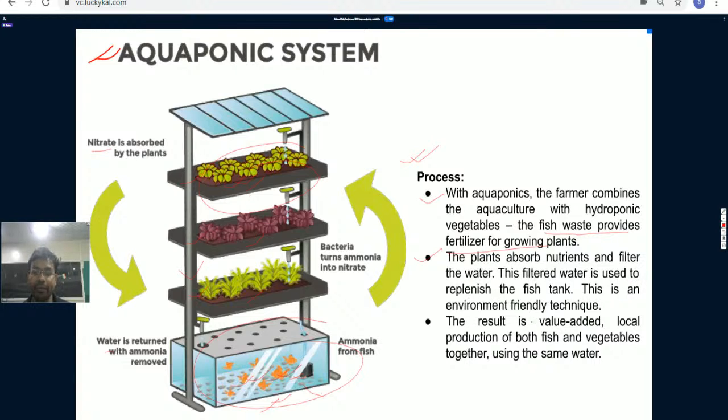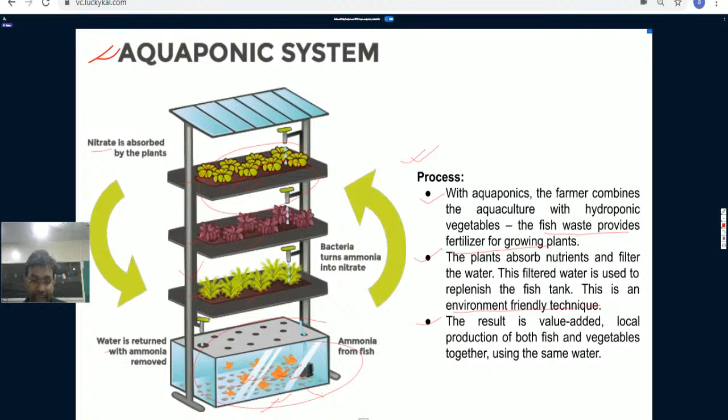This is an environment friendly technique. The result is value added local production of food, both fish and vegetables together, using the same water. We are using the same water for the production of fish and for the production of plants. So we are using less water, so it is a water efficient system also.